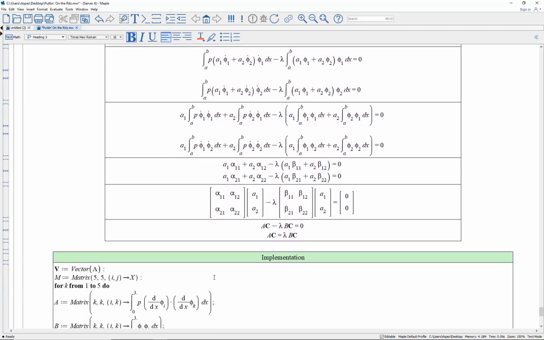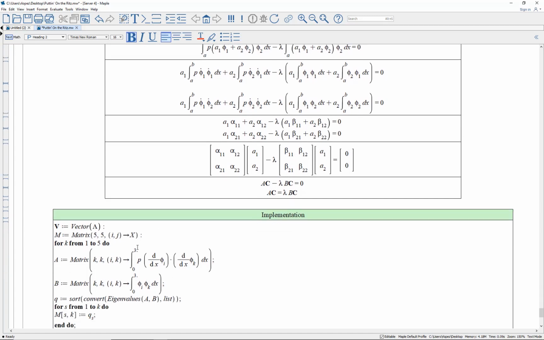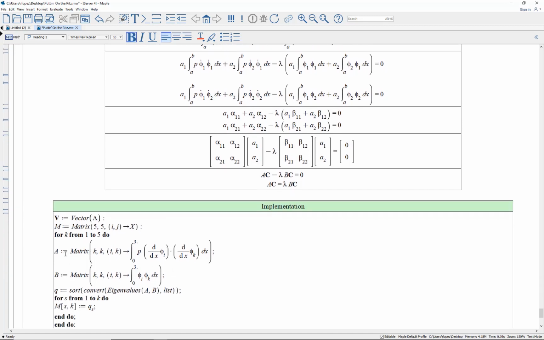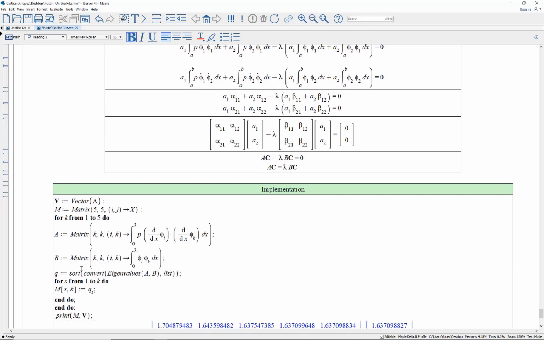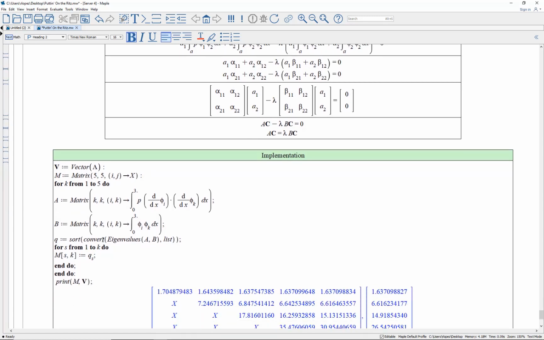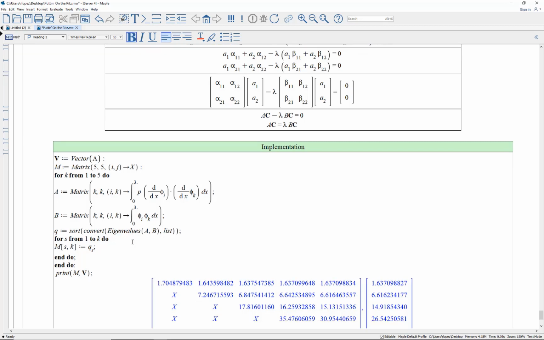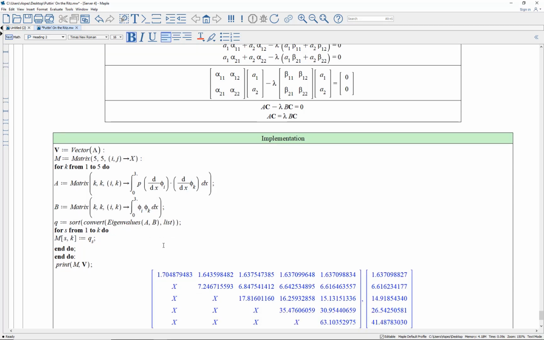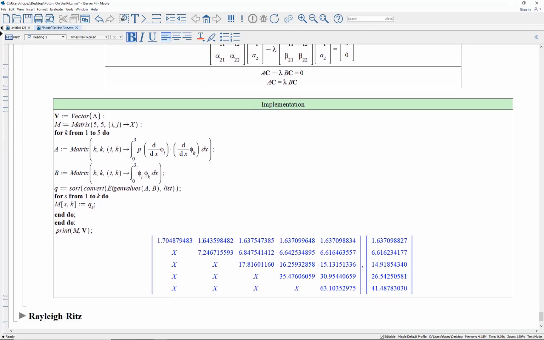Well, that's easy enough to implement in Maple because Maple will do the integrations and it will form the matrix A. We'll do the integration, form the matrix B. It will calculate the eigenvalues for the generalized eigenvalue problem. And I have assembled the calculations into this tableau.